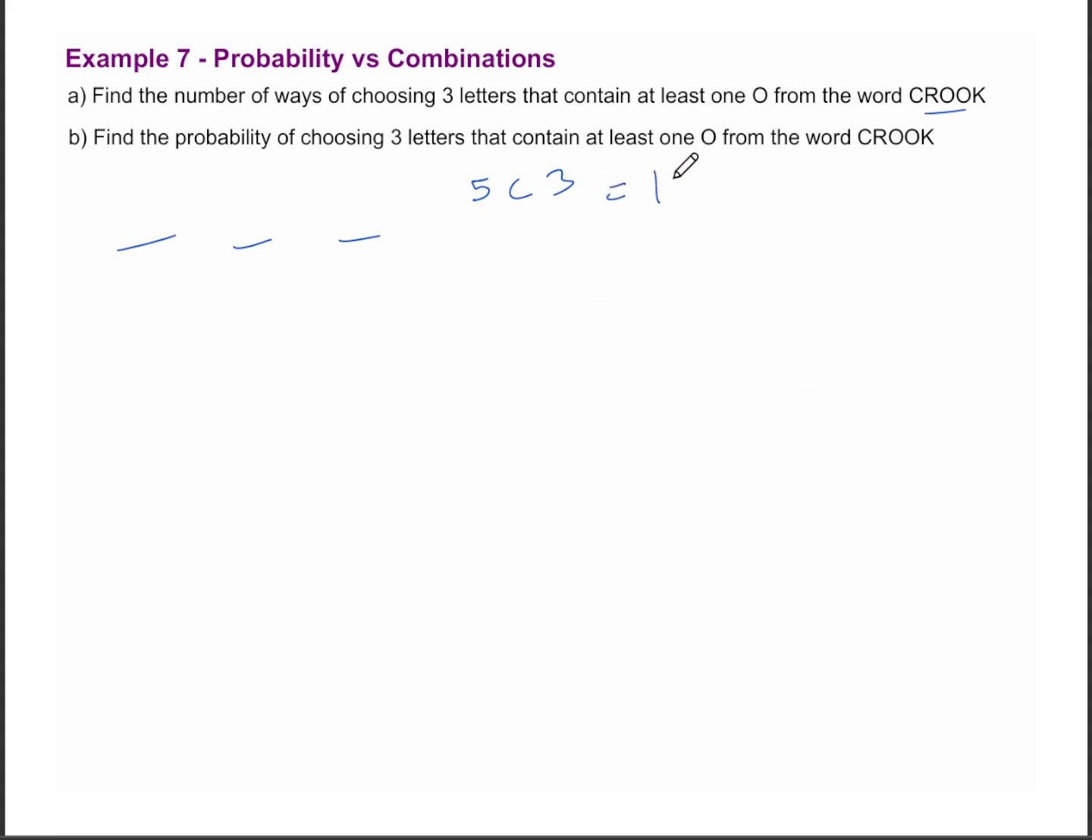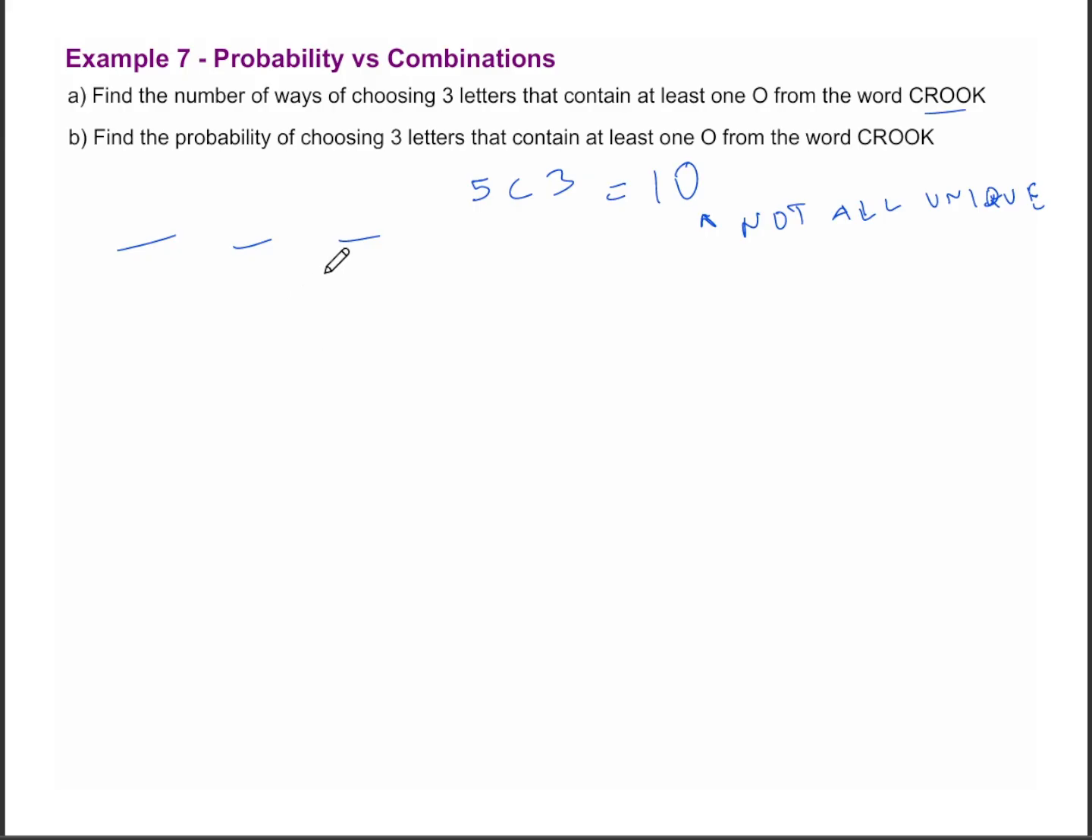which gives us 10. Now, yes, something to note is that these are not all unique. The reason why is because we have 2 O's in our word. Just keep that in mind for now. But these are still the possible choices that we have.